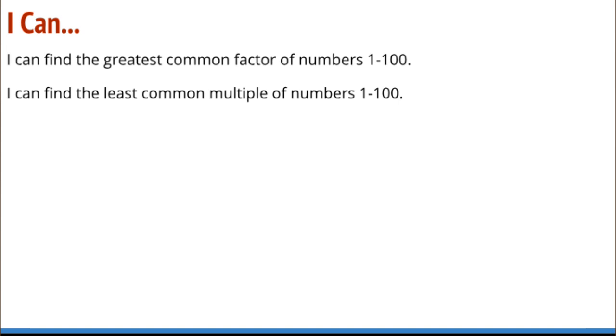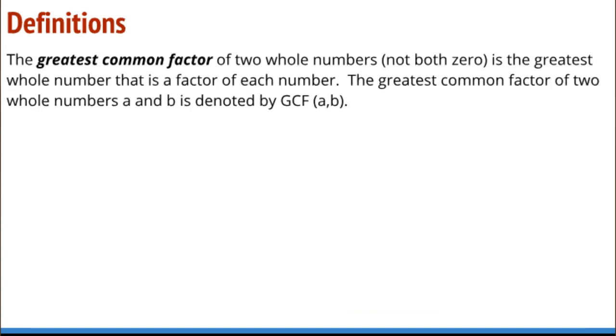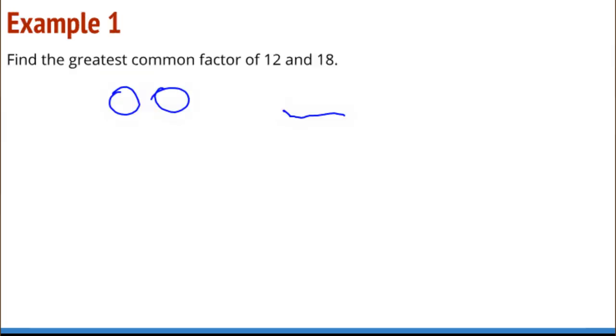All right, so I can find the greatest common factor of numbers 1 through 100, and I can find the least common multiple of numbers 1 through 100. So it's really important to think about the definitions of these words. The greatest common factor of two whole numbers is the greatest whole number that is a factor of each number. The greatest common factor of two whole numbers, A and B, is denoted GCF of A and B, and we would write it out that way. And we'll see what that looks like in a few minutes.